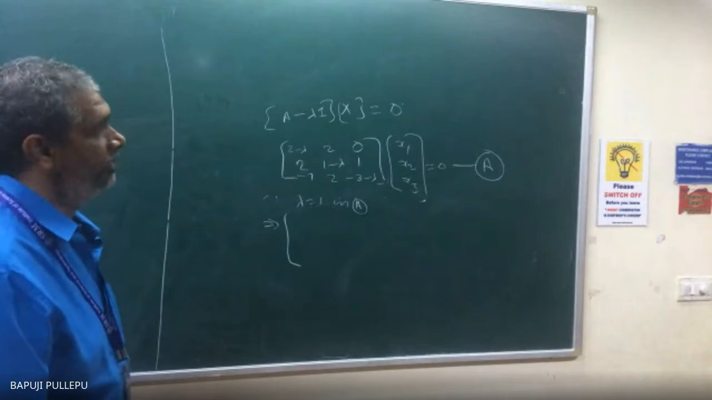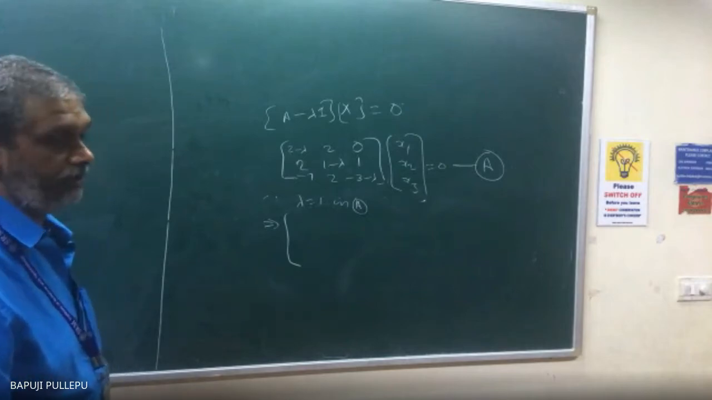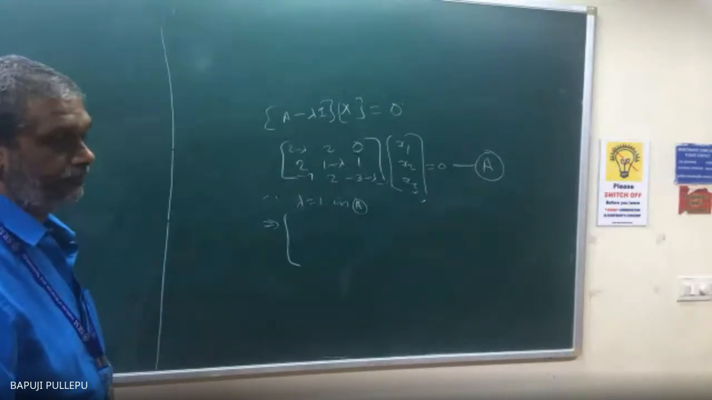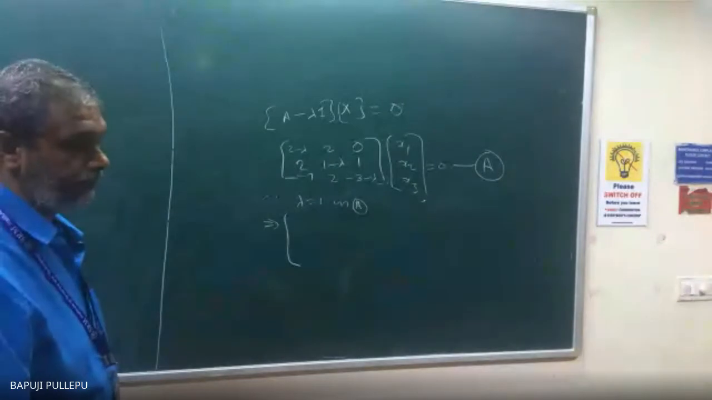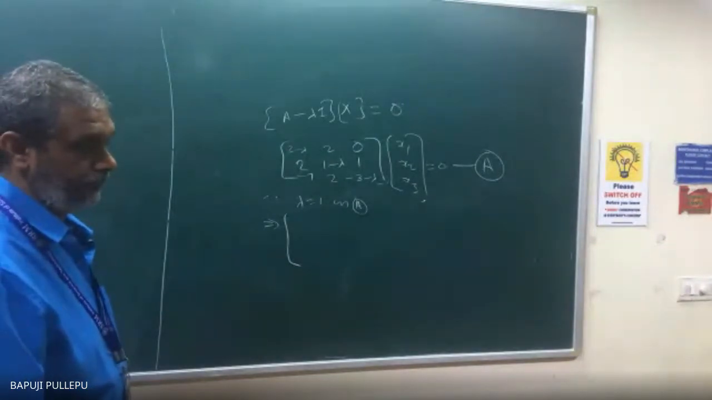Put lambda is equal to 1 in equation A, what will you get? Sir, 1, 2, 0, 2, 0, 1, minus 7, 2, minus 4.